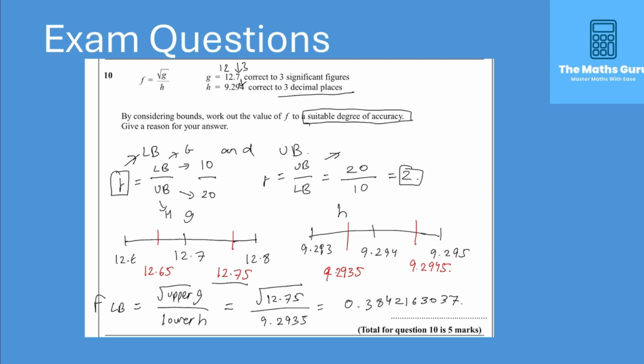Okay, now working out the lower bound for f. Oh no, I did work out the upper bound. Sorry, guys, that was the upper bound of f. So for the lower bound, we first work out a lower value for g divided by an upper value for h. Because remember, guys, a lower number on top divided by a larger number on the bottom will give us a lower number overall. So this is going to look something like the square root of 12.65 divided by 9.2945.